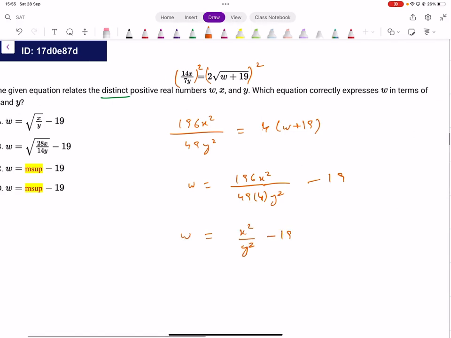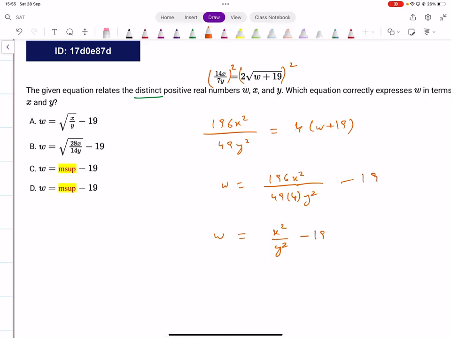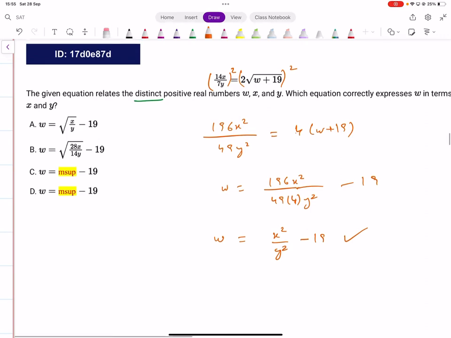So w should equal this, and hopefully one of the other options will be this. Is that okay? So this is supposed to be the final result from this. Any problems? No? Okay, now the next one is three more questions.